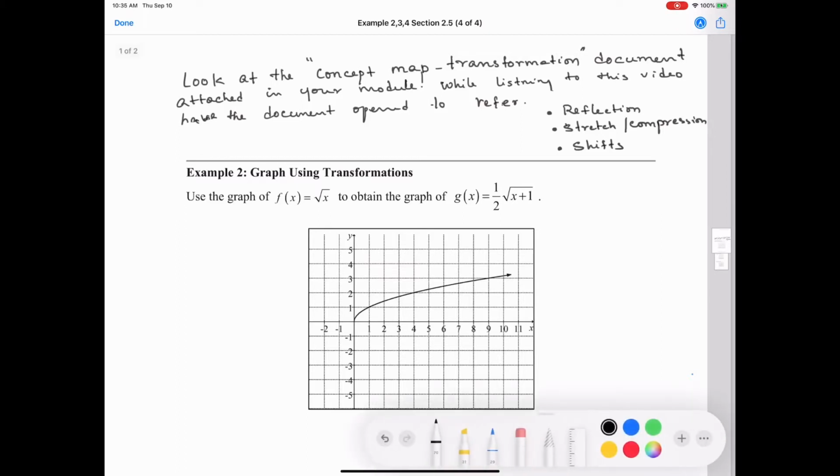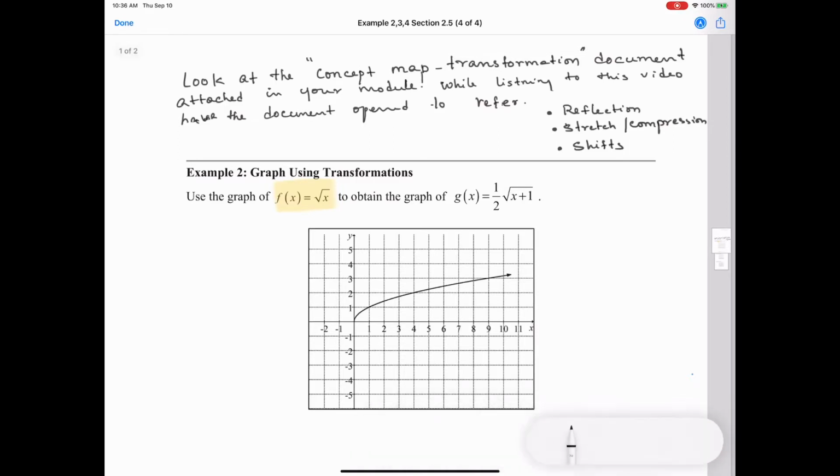Okay, so one of the first things in graphing this function is identifying the basic library function, and in this case they already gave it to me. It is a square root function. The graph you see here is the basic library function, which is the square root function.